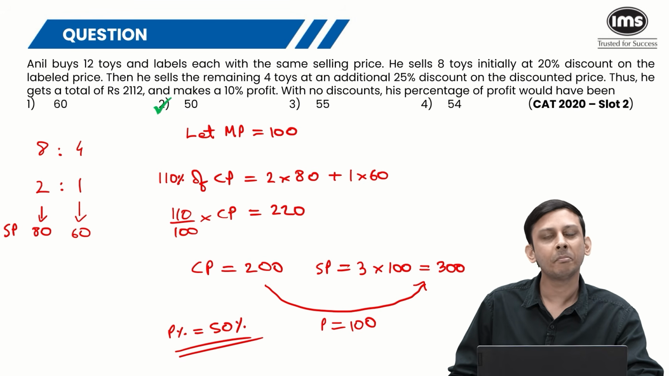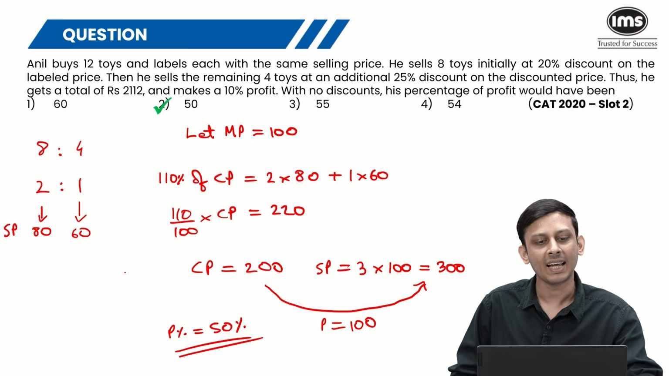So you can see that this method is much faster because we are simplifying everything. Instead of 8:4, 2:1. And instead of the rupee value, we are assuming a convenient value. We don't need the rupee value.